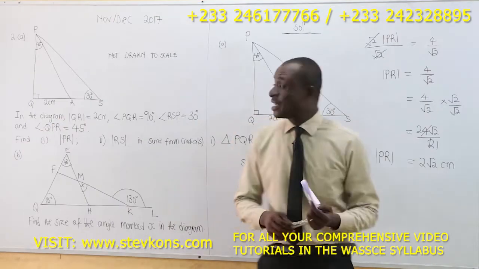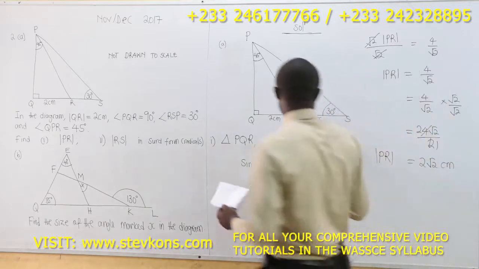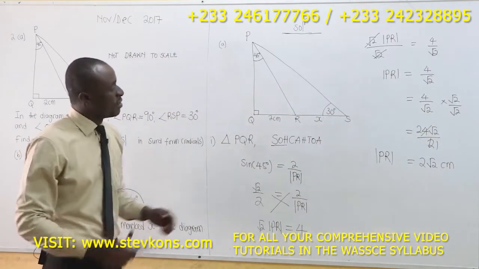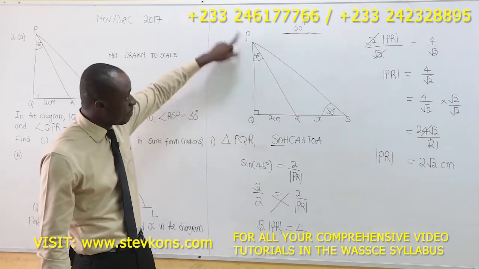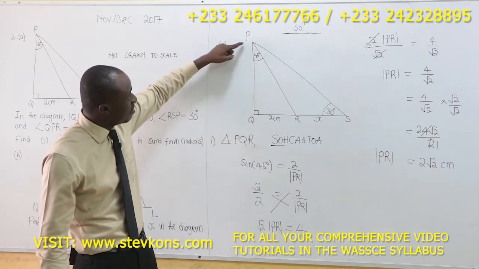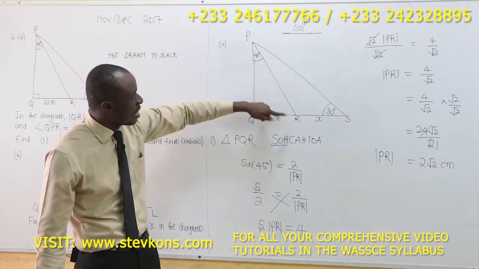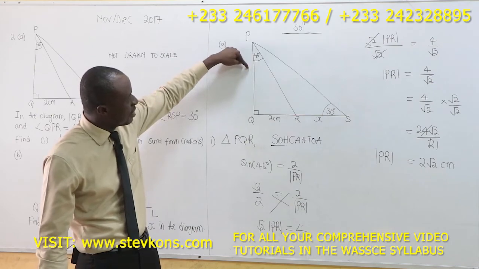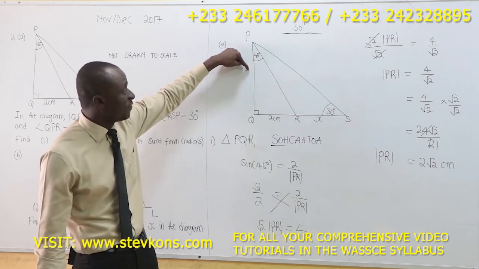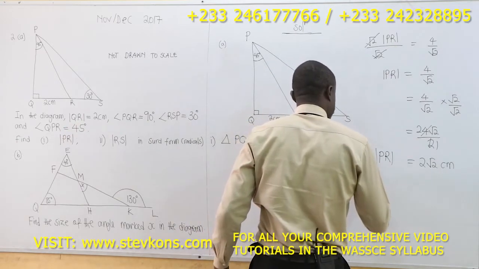Now let's consider the second part. The second part is we should find RS in surd form. Now RS, that is what we have denoted with X. Now it suffices us to find PQ. How can we find PQ? Now still under triangle PQR, with angle 45, how can we find it? We can use tan 45.